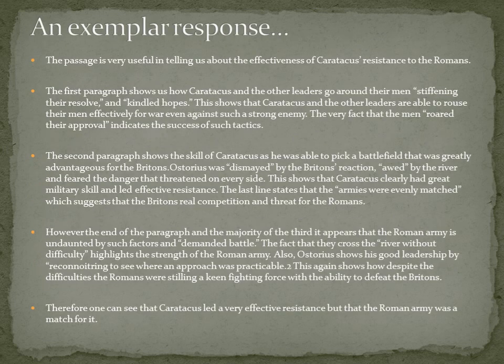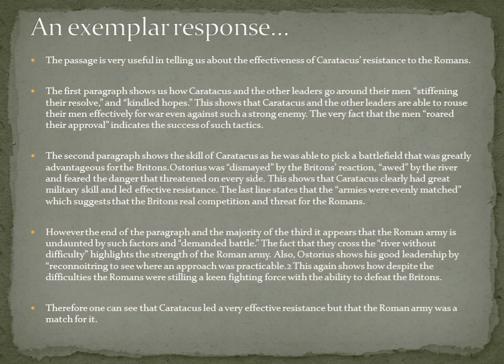Here's an example of an exemplar response to that question. This passage is very useful in telling us about the effectiveness of Caratacus' resistance to the Romans. The first paragraph shows us how Caratacus and the other leaders go around their men, stiffening their resolve and kindling hopes. This shows that Caratacus and the other leaders are able to rouse their men effectively for war, even against such a strong enemy. The very fact that the men roared their approval indicates the success of such tactics.